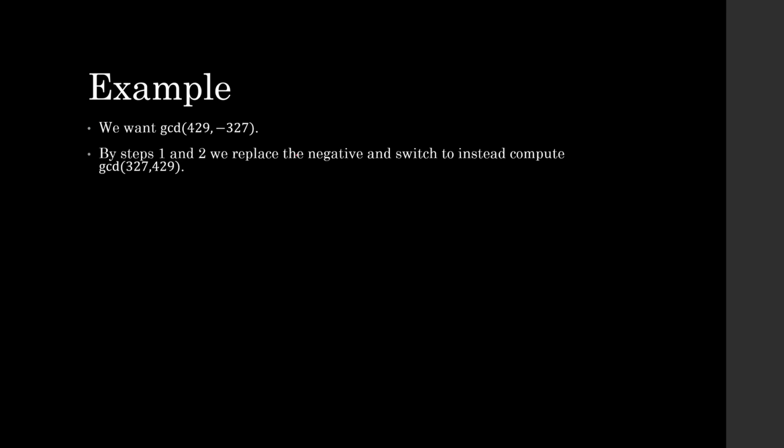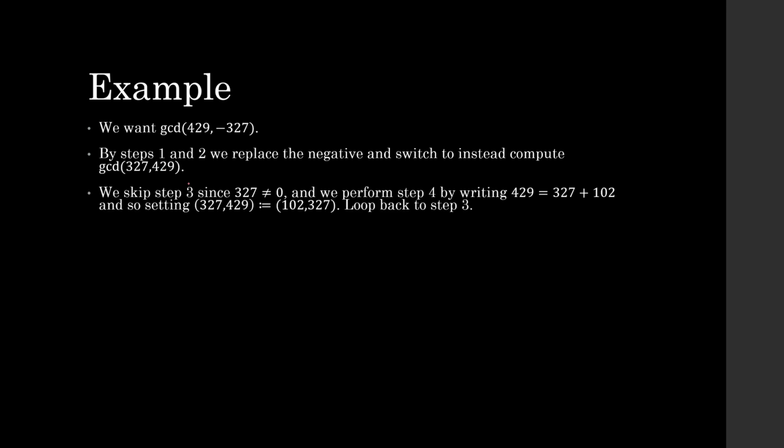But first of all, let's look at an example of using the Euclidean algorithm to calculate the greatest common divisor of two inputs. So for example, if I want the greatest common divisor of 429 and minus 327. I can take steps 1 and 2, switch them around and make them both positive, and that's not going to change anything, obviously. Now we skip step 3, because 327 is not equal to 0. And so now we can perform step 4. So 429 is equal to 327 plus 102.